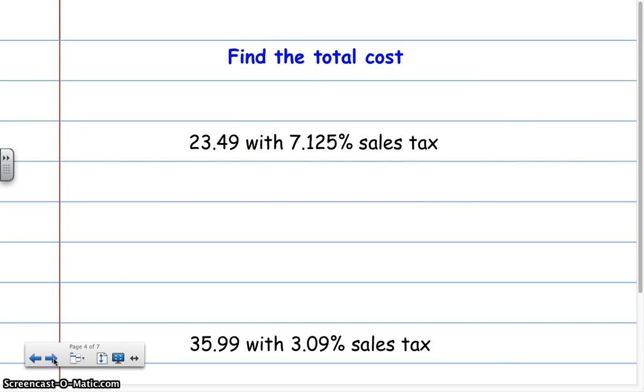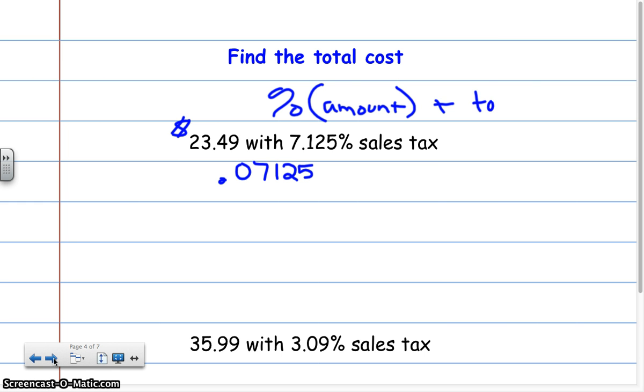I want to find the total cost if an item is marked $23.49 and has a 7.125% sales tax, so I do 0.07125. Again, I do my percent times my amount, and then what I'm going to do is plus the total, because tax tells me it's going to be more, and if it's going to be more, I need to add. So I do 0.07125 times 23.49. That amount is $1.67. So we're paying $1.67 in tax.